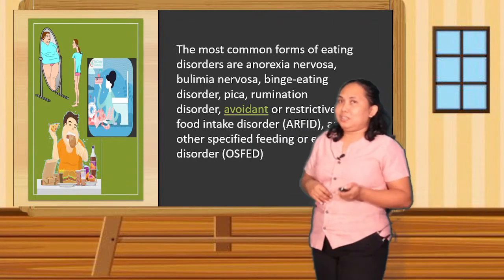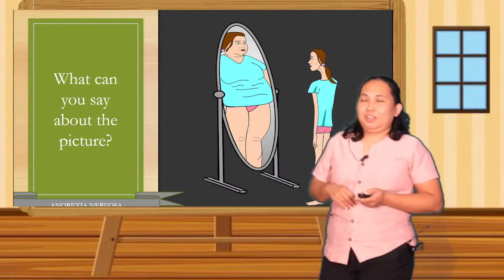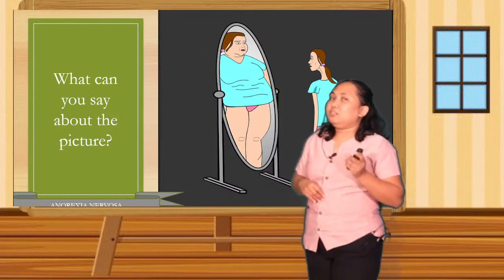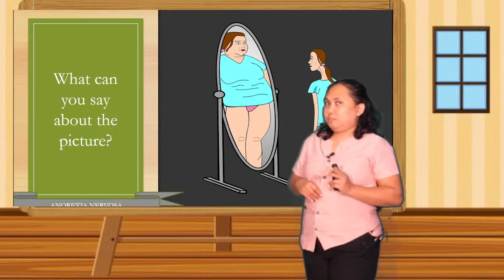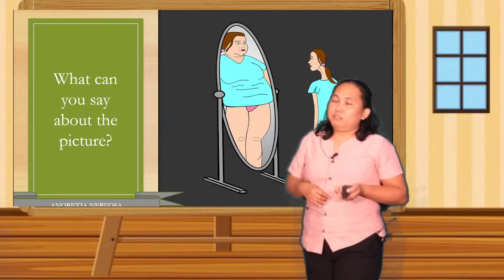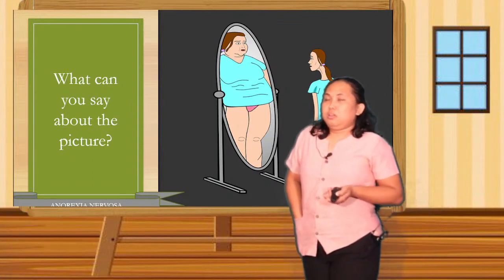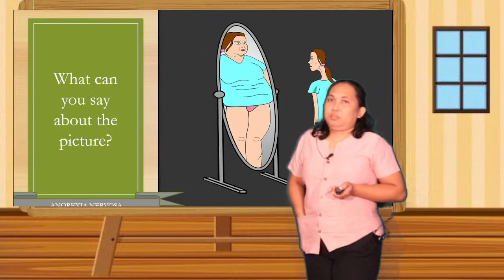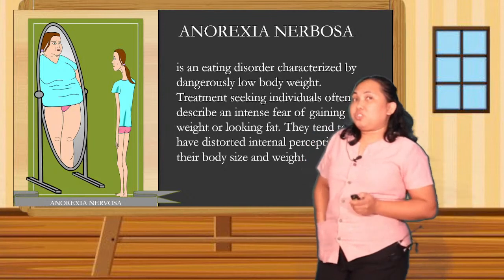Okay, so let's proceed. So what can you say about the picture? Okay, so as you look at the picture, you can see a young girl looking at her reflection. She is very thin, but then again, she sees her reflection as very fat, because she is having a delusion that results in this view. So what kind of disease can it be? Okay, so this is called anorexia nervosa.